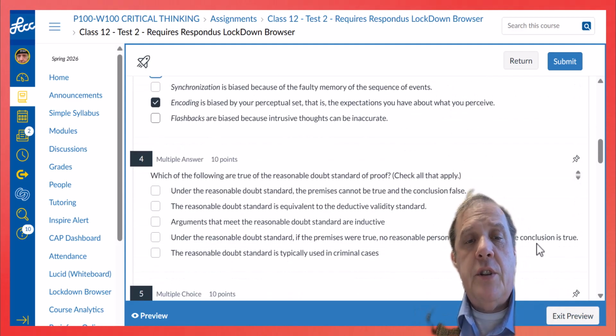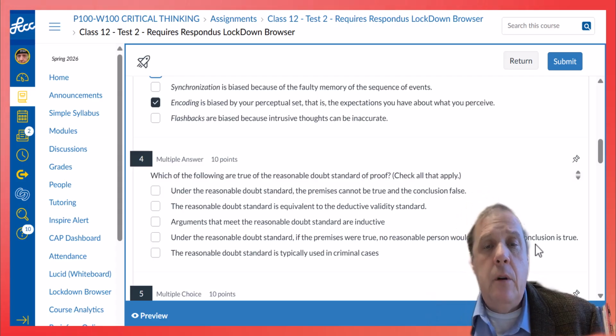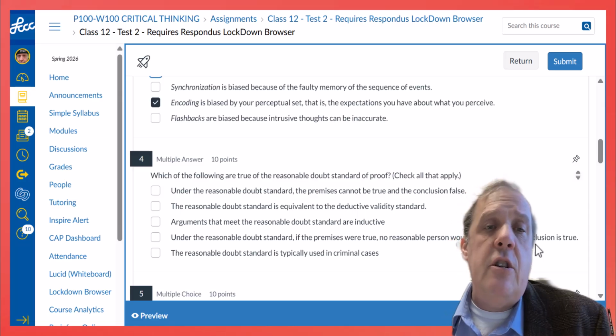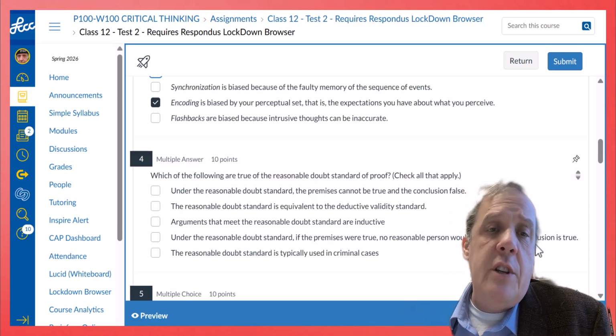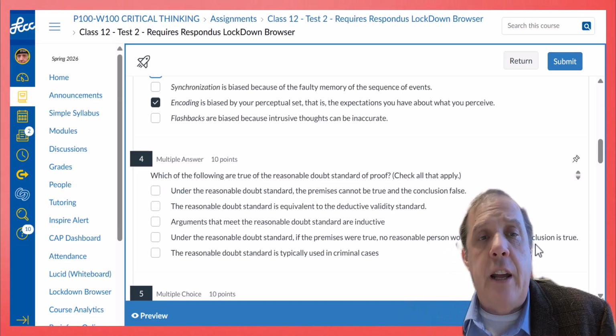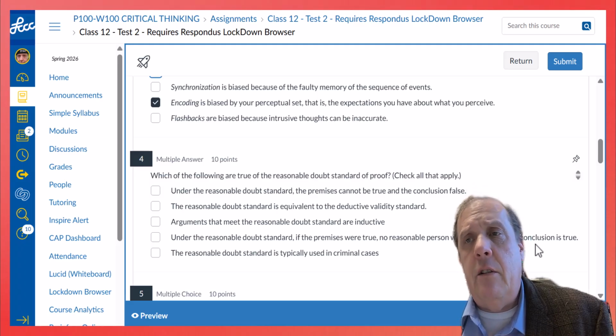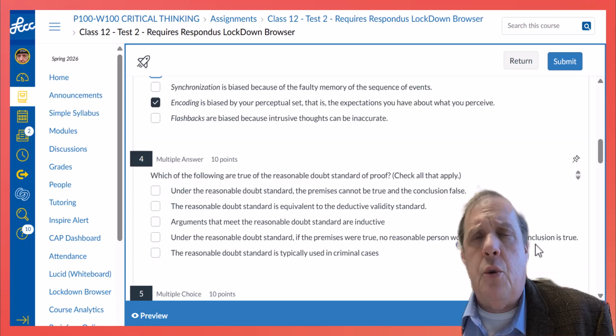All right. Question 4 is about standards of proof. Which of the following is true of the reasonable doubt standard of proof? Remember, the reasonable doubt standard of proof is the standard of proof that is used in American criminal cases. You have to prove that something is true beyond a reasonable doubt.